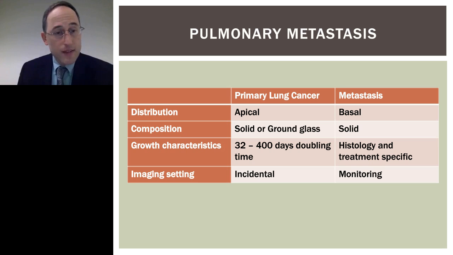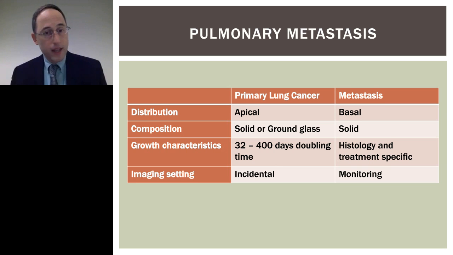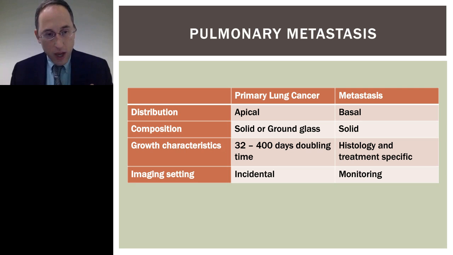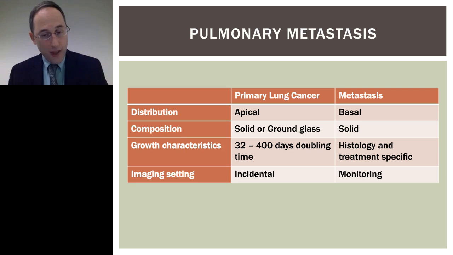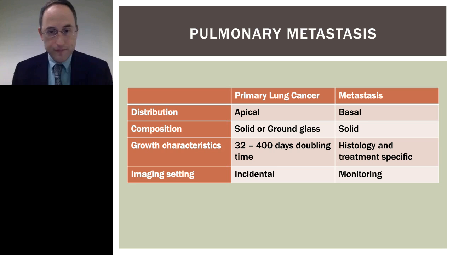The imaging settings can also be different. With primary lung cancer, it would be an incidental pickup. Someone's getting a scan for cough, and you find a nodule. Your pretest probability is low, and so that affects everything. But with metastasis, you're monitoring. You know this person has cancer and has a reasonably high pretest probability for having some sort of recurrence. And that also affects where you are on your ROC curve.